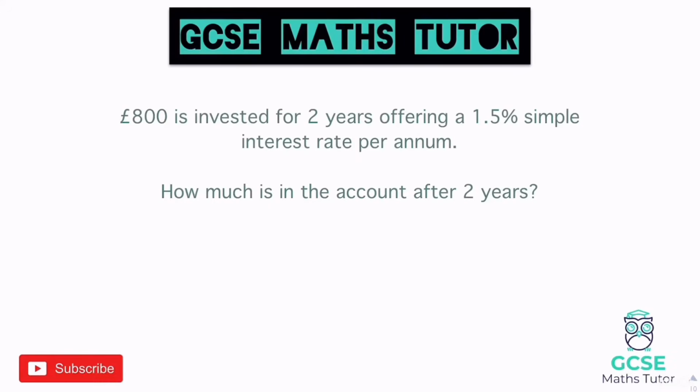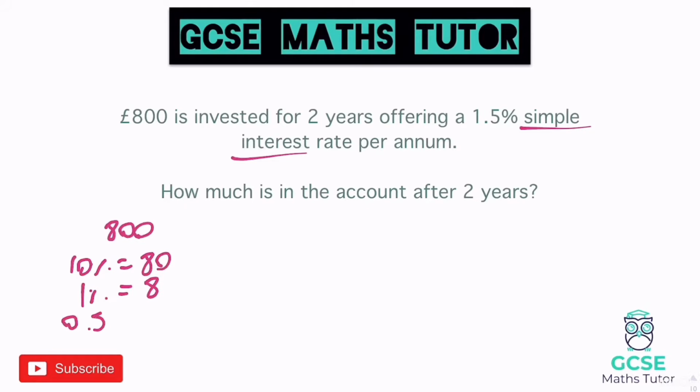So £800 is invested for 2 years, offering a 1.5% simple interest rate per annum, per year. How much is in the account after 2 years? Now, simple interest means it doesn't keep accumulating. So if we first work out what 1.5% is, again, if you haven't got a calculator, we can do this non-calculator. So 10% of 800 would be 80. 1% would therefore be 8, and 0.5%, which we're going to need there, is 4. So joining those two together, the 1 and the 0.5 gives us 12. So we get £12 there for our 1.5%.